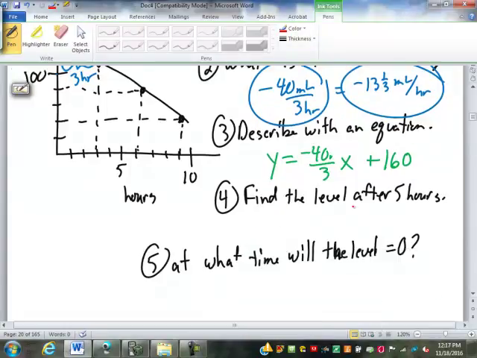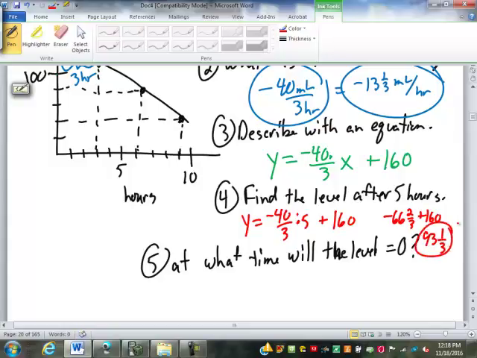So find the level after 5 hours. You're going to put 5 in for x. So that ends up being negative 40 over 3 times 5, that's a negative 66 2/3, plus 160. So that's going to be 93 1/3 milliliters.